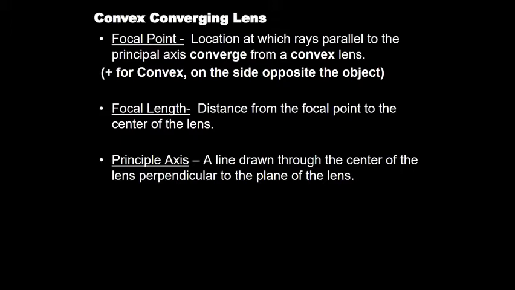Just to give you a heads up, it will be a negative value for concave lenses, but we'll get to that in a moment. I already mentioned the principal axis is a line drawn through the center of the lens perpendicular to the plane of the lens.